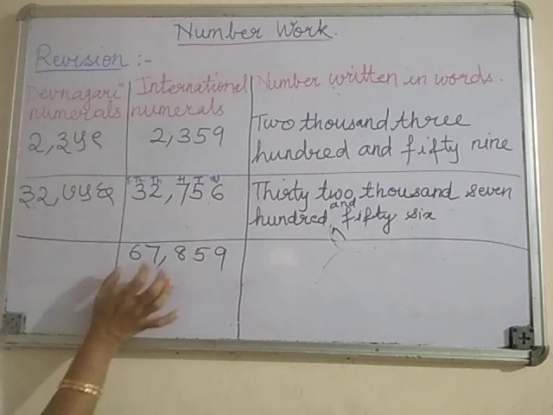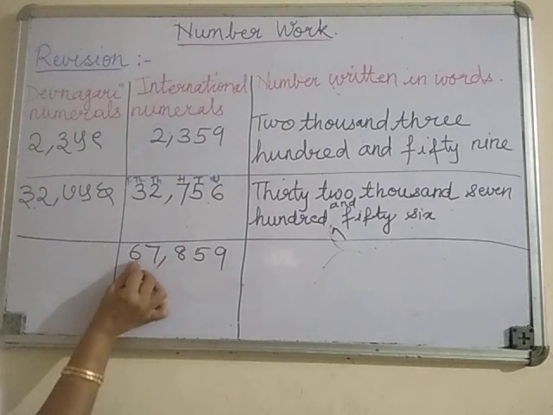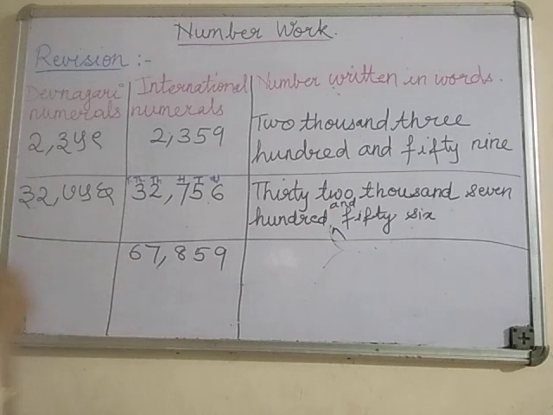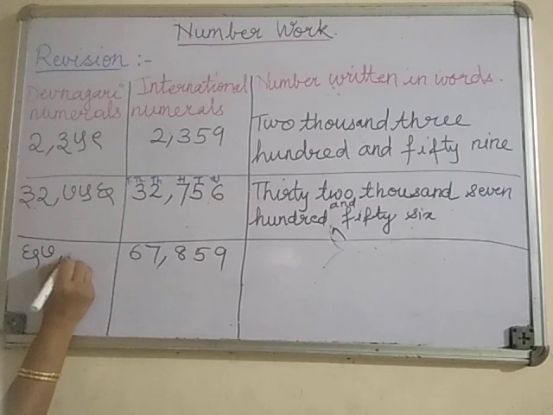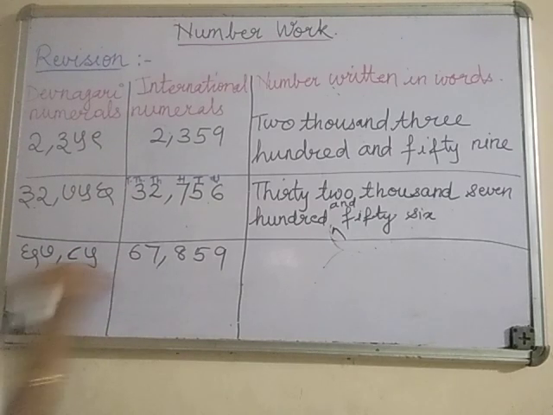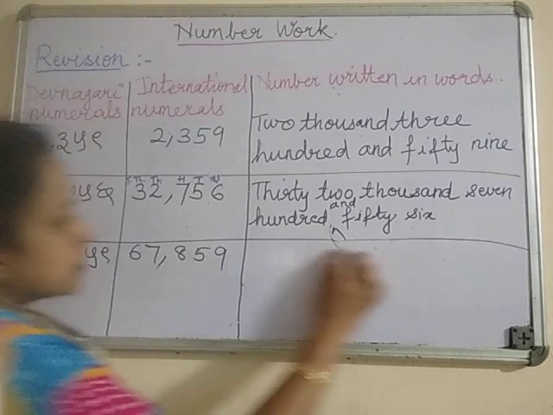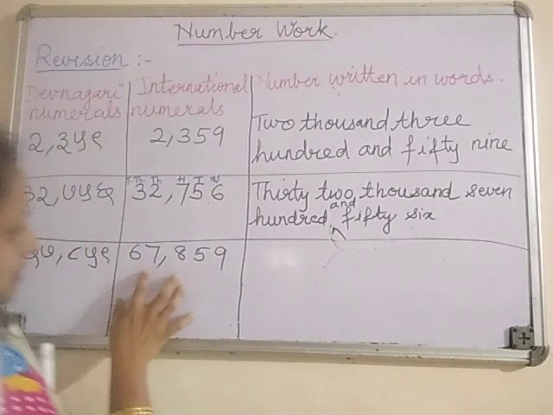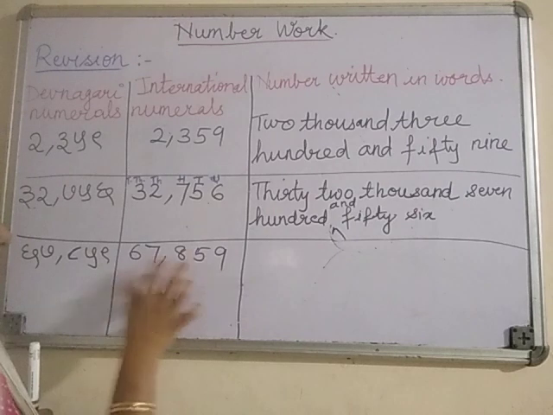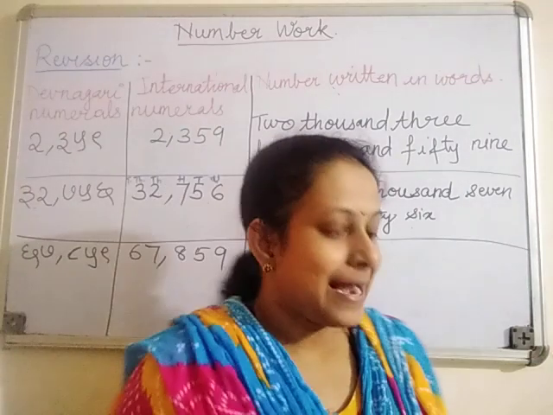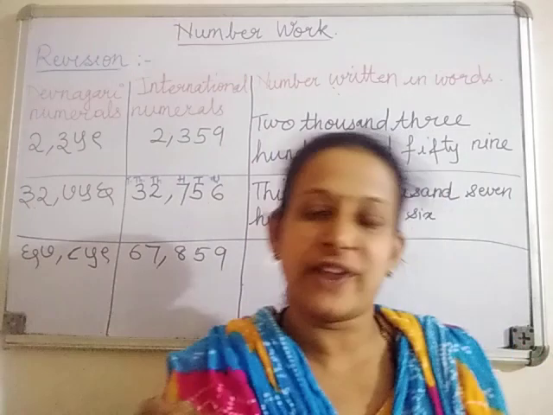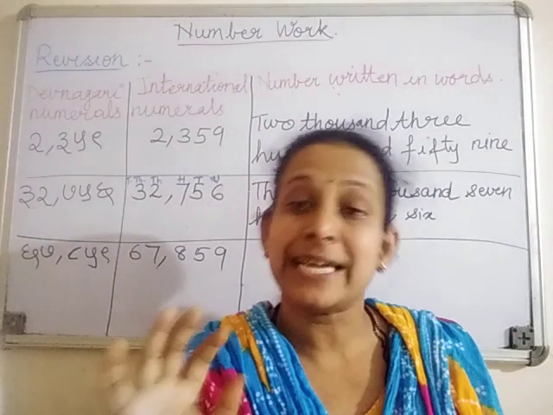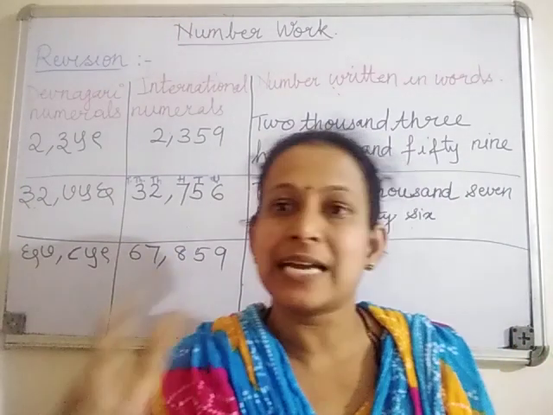And in Devanagari, how are you supposed to write it? The same way. The only thing is that 6 you will write like this, 7 like this, comma, 8 like this, 5 like this, and 9 like this. This is how you are supposed to write in Devanagari, and of course I expect you to write this answer, 67,859. Questions 4 and 5 you will do in your textbook itself. Is that clear, students? So this is the second question.